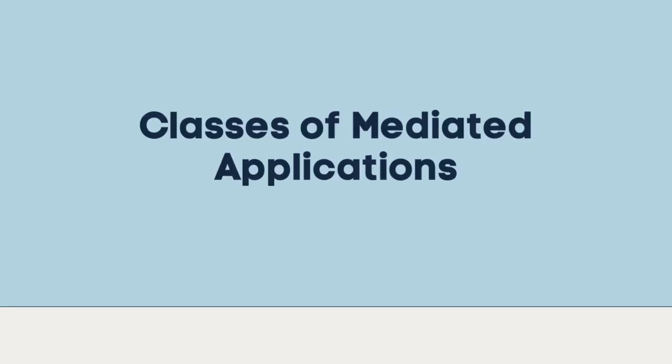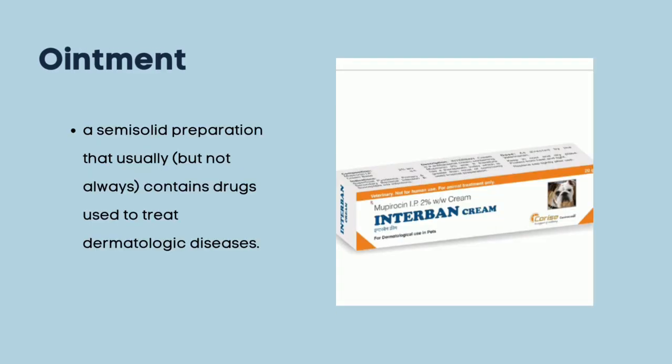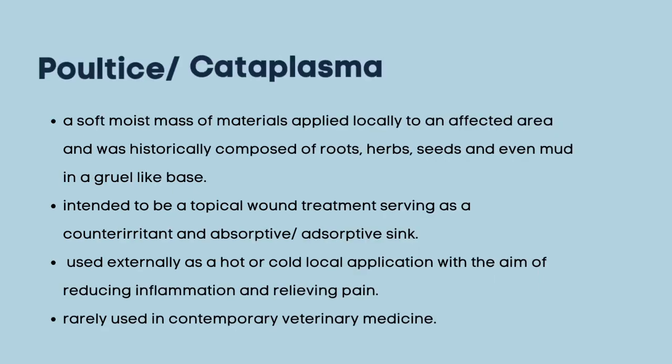So moving on, we are going to be discussing the classes of medicated application. The first class of medicated application is ointment, and ointment is defined to be a semi-solid preparation that usually, but not always, contains drugs used to treat dermatologic diseases. The image shows an example of ointment used in veterinary medicine. It is mupirocin cream or Interbrand cream, and it is usually used in dermatologic applications.